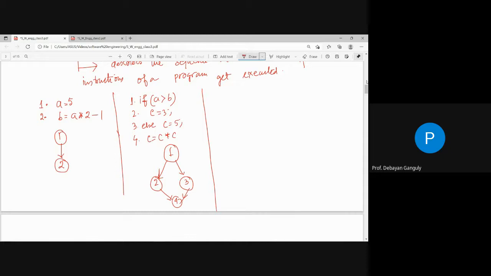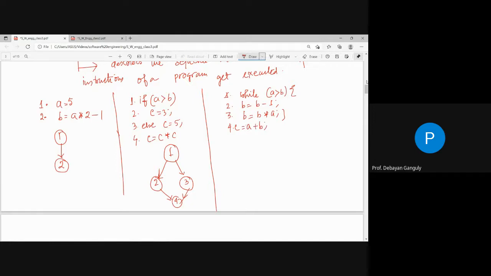Or you can say, if it is written like this: while A is greater than B, say B equals B minus 1, say B equals B multiplied by A, and say C equals A plus B.